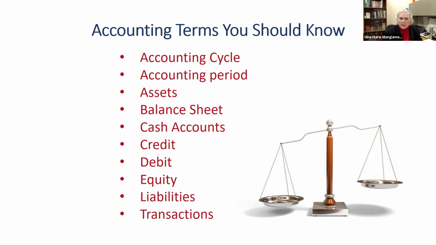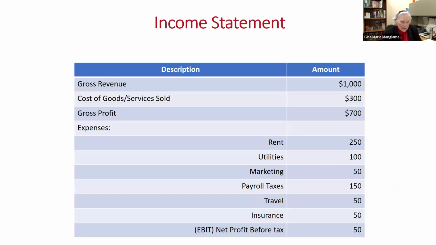So: accounting cycle, accounting period, assets, balance sheet, cash accounts, credit, debit, equity, liabilities, and transactions. These are the first of the accounting terms that we've introduced you to. Now, getting to the next piece of the financial reporting is the income statement. And quite honestly, these are not reports just for business. This is a really good way to keep track of your own finances and also to know your own position with your personal balance sheet. If you go to the bank for a loan, they will be asking for a personal financial statement. So understanding these terms and what they represent is essential not only to your business, but also to your personal life as well.